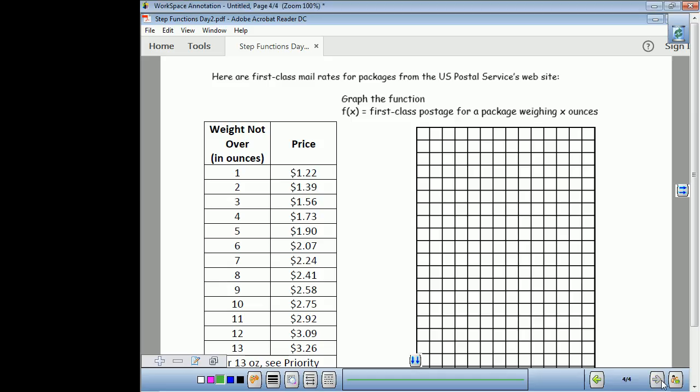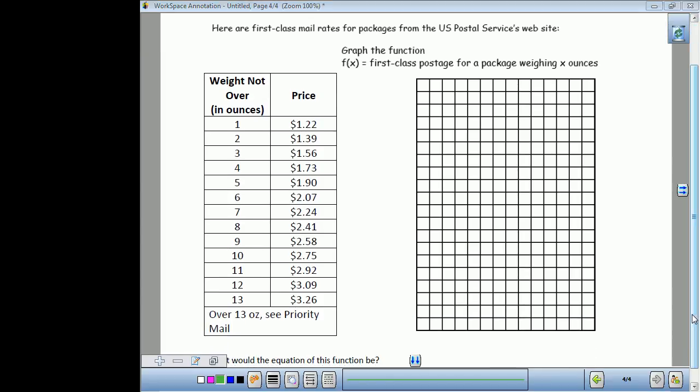Alright. So, let's take a look at our second example. This one's on postage. And these were first class mailing rates. Say we have weight not over in ounces, 1 to 13. And then we have the corresponding prices for the weight of the object that we're mailing.